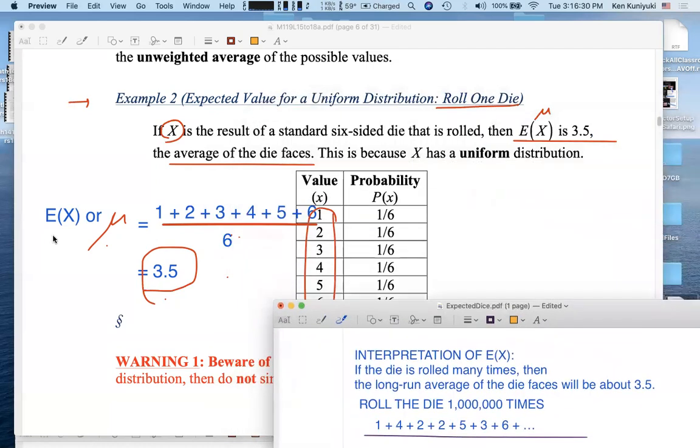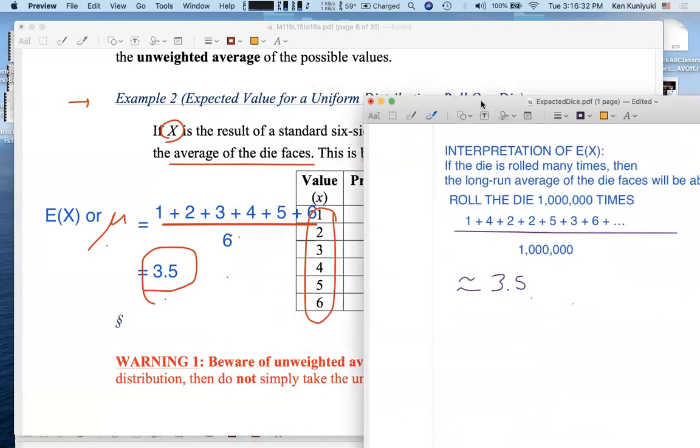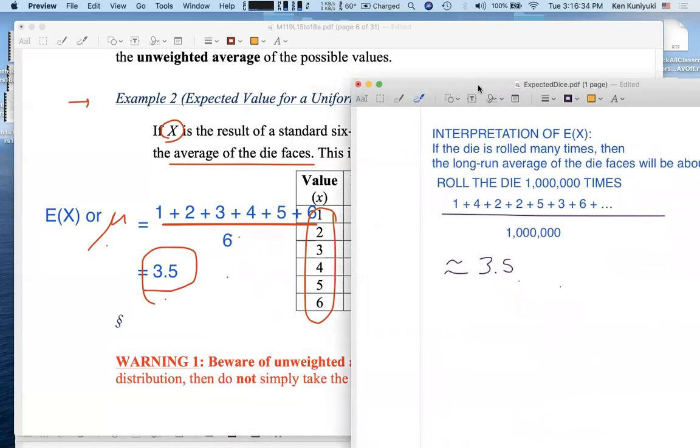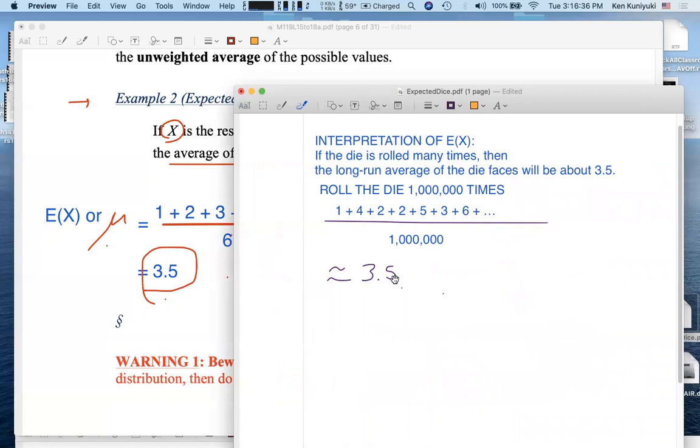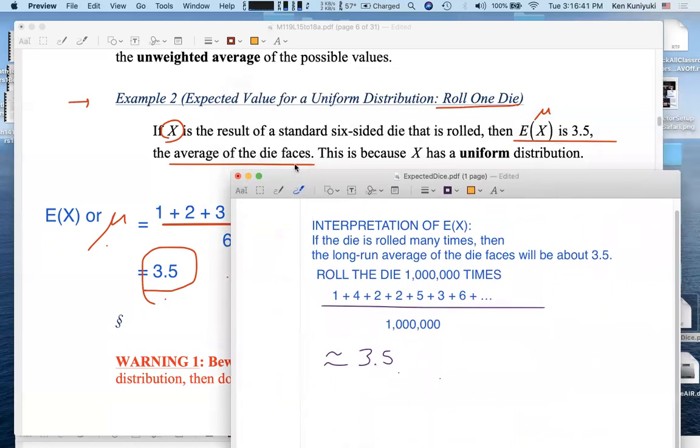The expected value of X, or the mean of the distribution, can be interpreted as a long-run average. The average we would expect if we were to repeat this experiment, in this case rolling the die, many, many times, like 1,000,000 times.